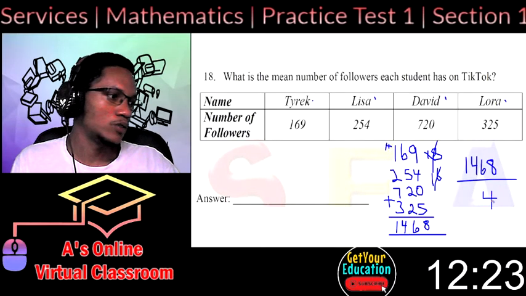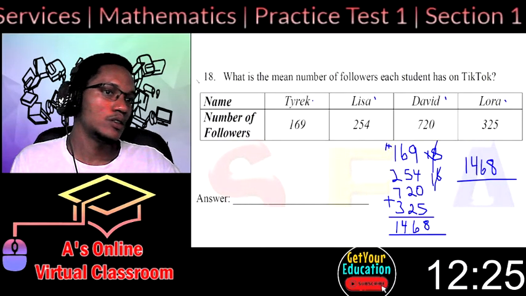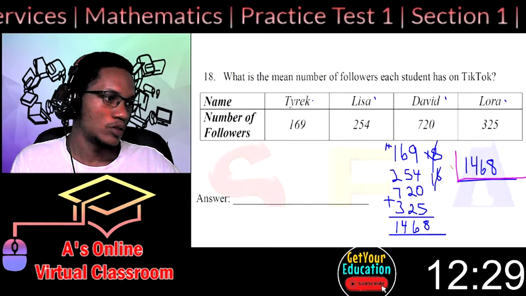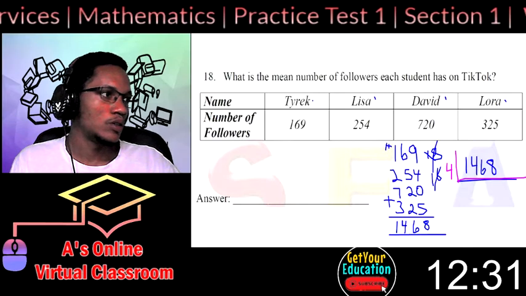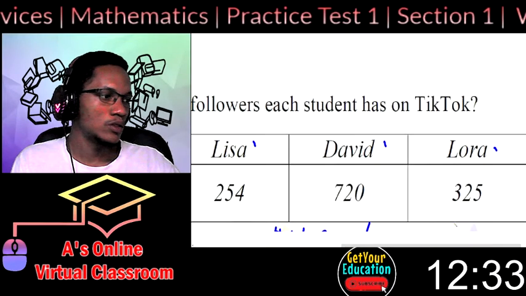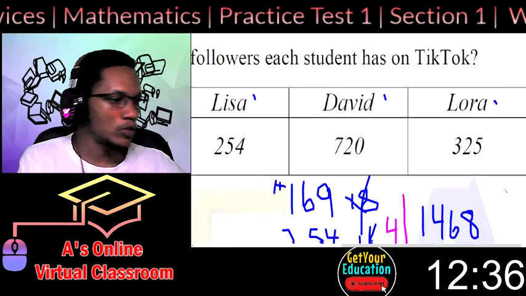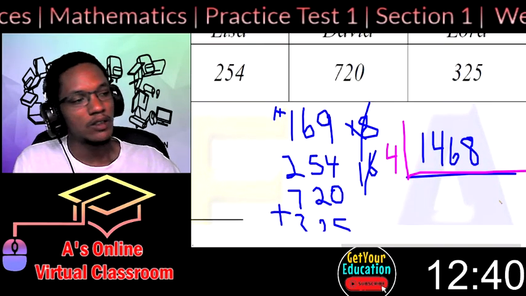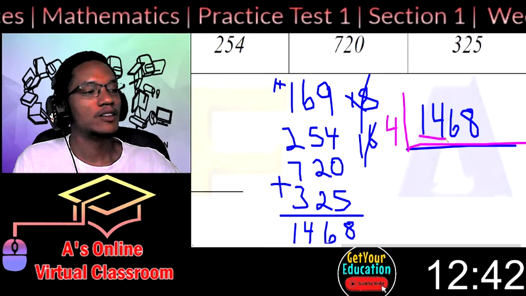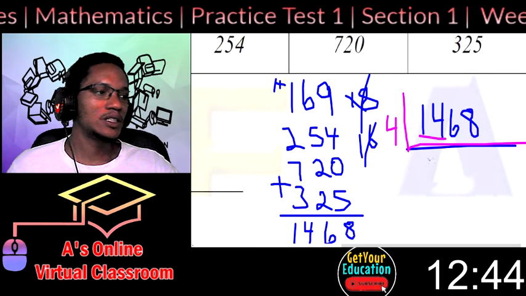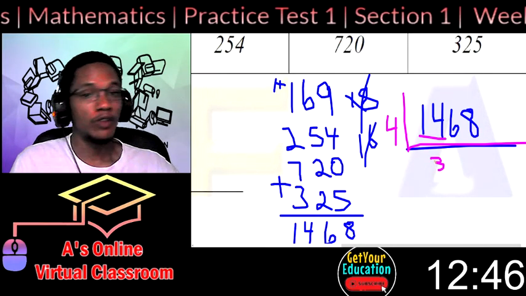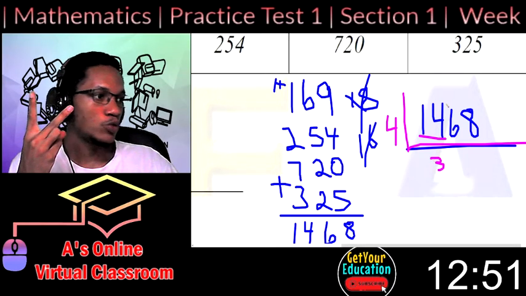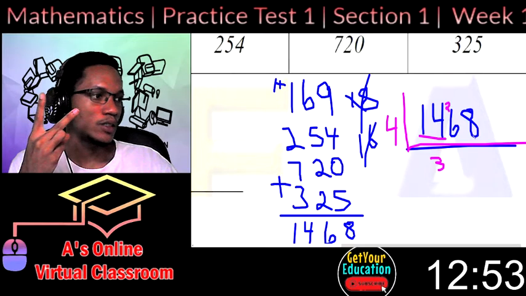Actually, it's better if I do it short division. Alright, so we're going to zoom in so you can see what's going on here very closely. We're going to do 4 first into 1, cannot. So 4 into 14 is 3. 4 3s are 12, 13, 14. So that's a remainder of 2. So you put the 2 right here next to the 6.